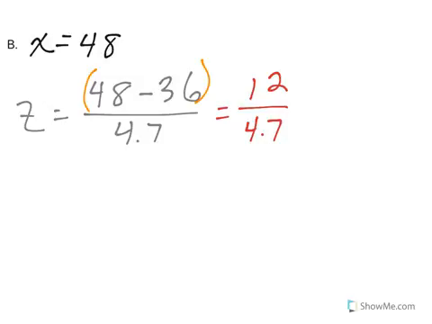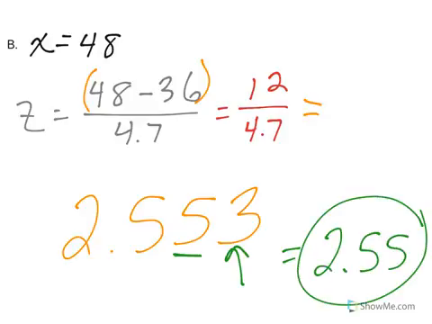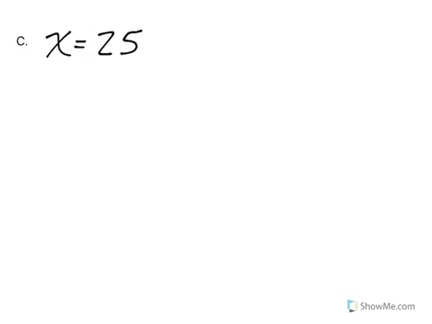Now, when I take 12 and I divide by 4.7, my calculator spits out 2.553. So I look at the 3. 3 tells me to round down, and my answer is 2.55. That'd be my z-score, right? A z-score standardizes your data in the normal distribution.